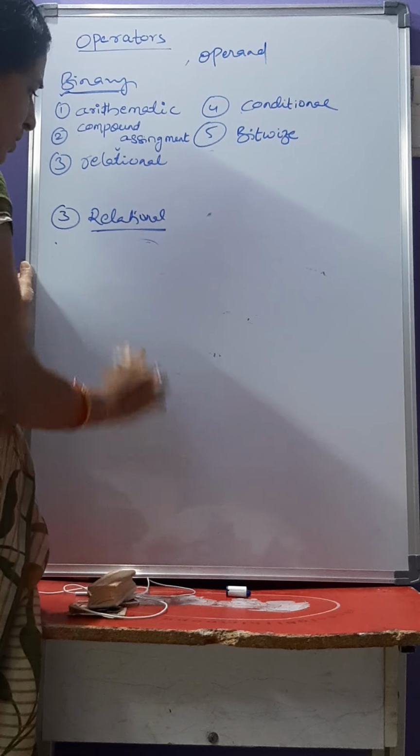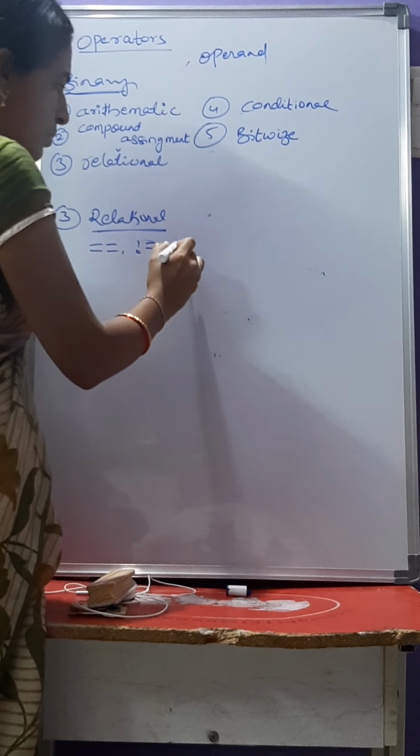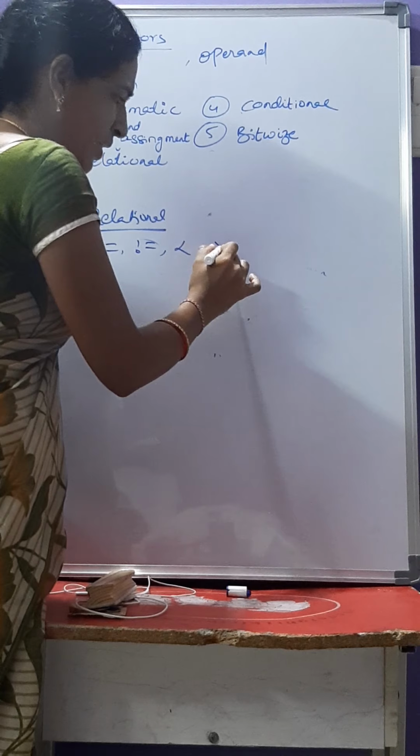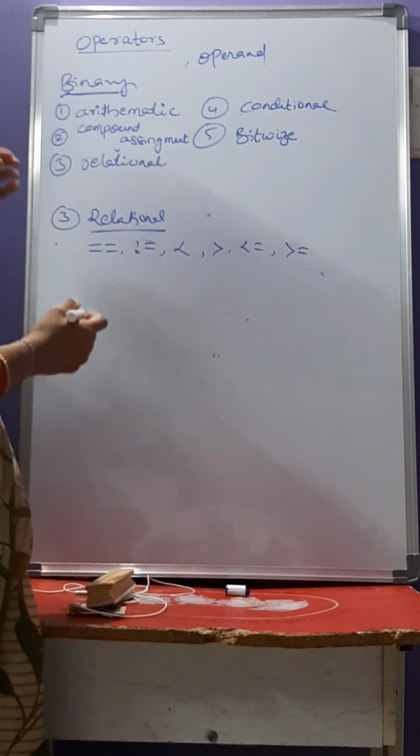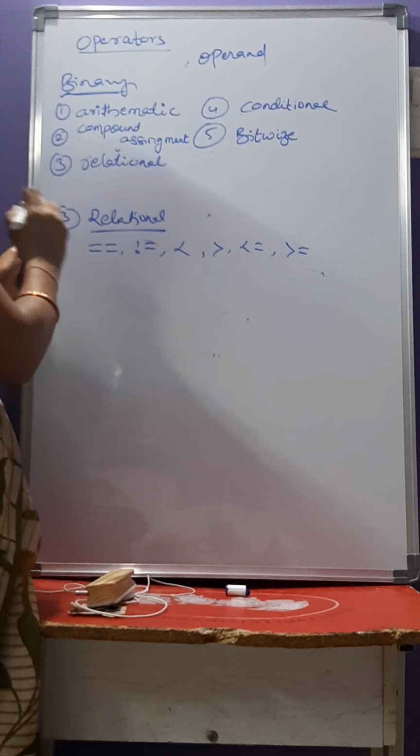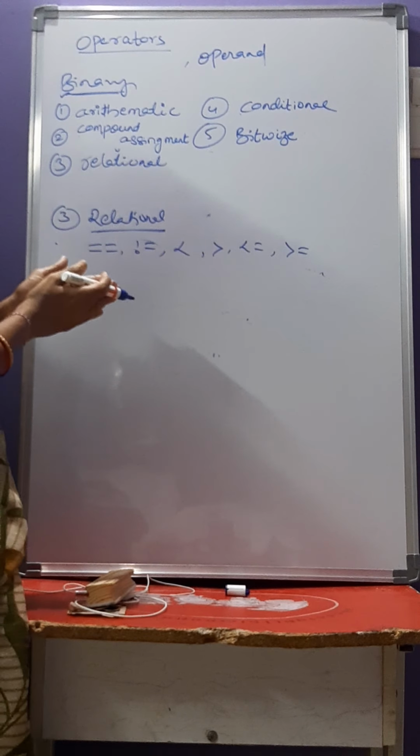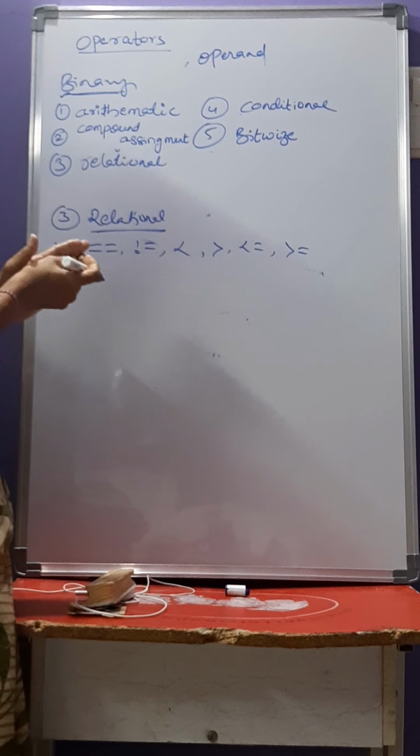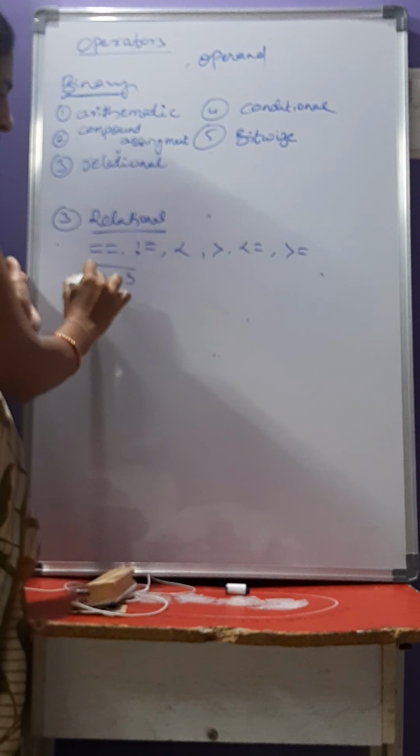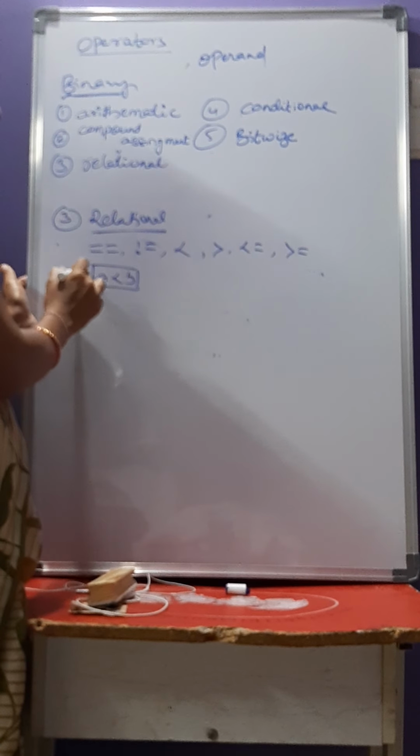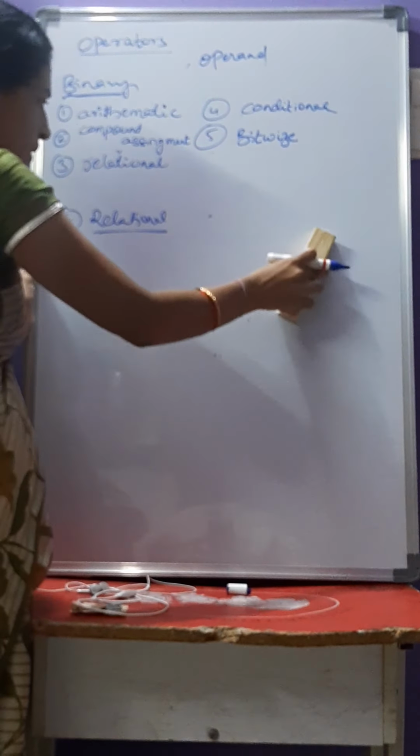Here are the relational operators: equal to, not equal to, less than, greater than, less than or equal to, and greater than or equal to. These relational operators are used to compare two operands. After comparing the two, the statement gives a result of true or false, like A less than B, which gives true or false based on these two values. So this is about the relational operators.